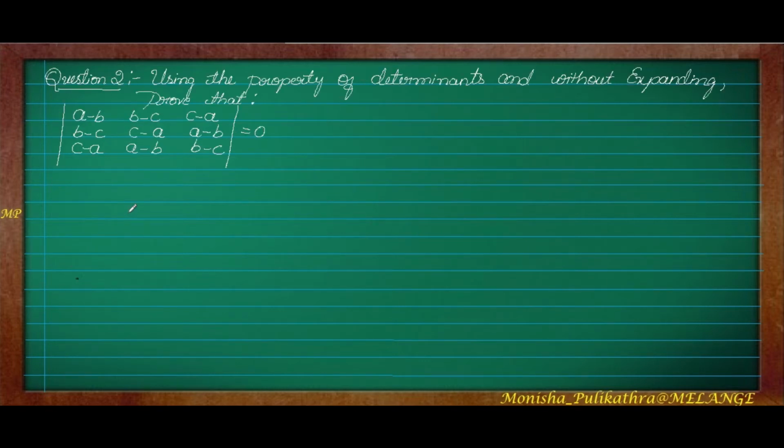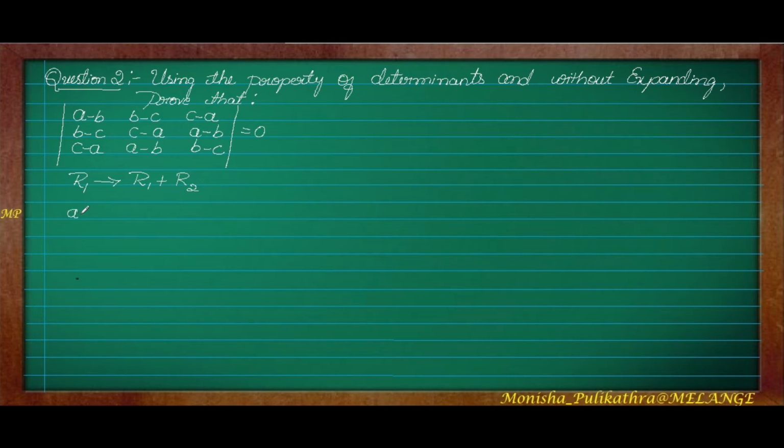Moving on to the second question. In the same way as the previous one, here a determinant has been given and we need to prove that it is equal to 0. For this I will apply a small modification to R1, that is row 1: R1 becomes R1 plus R2.